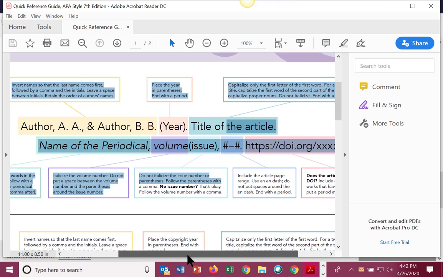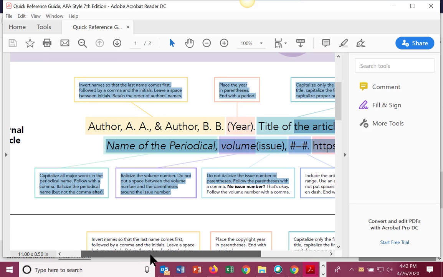Then comes the name of the periodical. That's also known as the journal name, the serial name, anything like that. And actually capitalize all major words. So this is a little different. Also, this is italicized. And after the title of the periodical, place a comma, and then the volume number. The volume number is also italicized. It does not go in parentheses, but the issue number, which comes next, does.